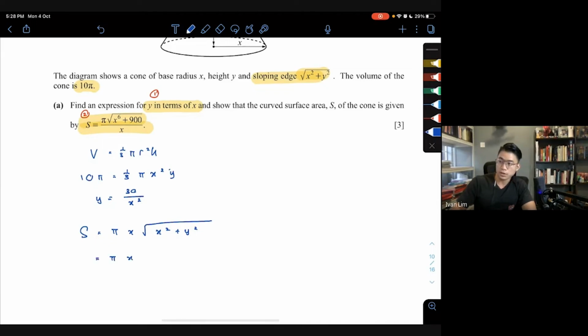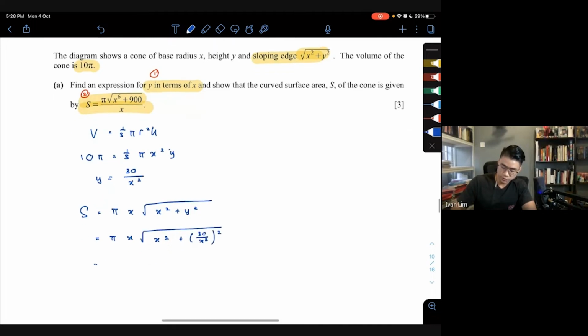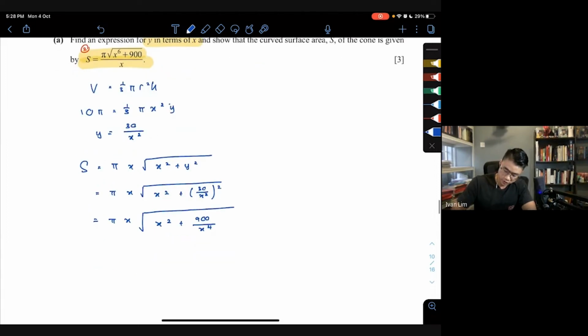Okay, pi x square root of x squared. We found y just now, so plus 30 over x squared. Okay, then let's see what you will get. You get pi x square root. Okay, we want to join it together. So here will be x squared plus 900 over x to the power 4. Here you can write as pi x over x to the power 6 plus 900 x to the power 4.